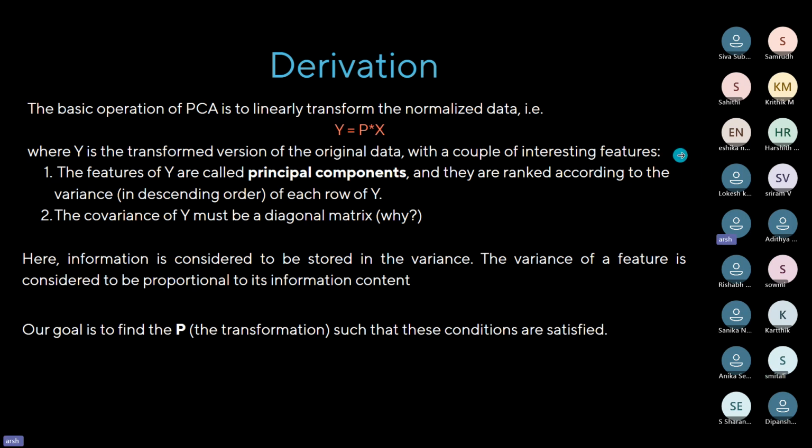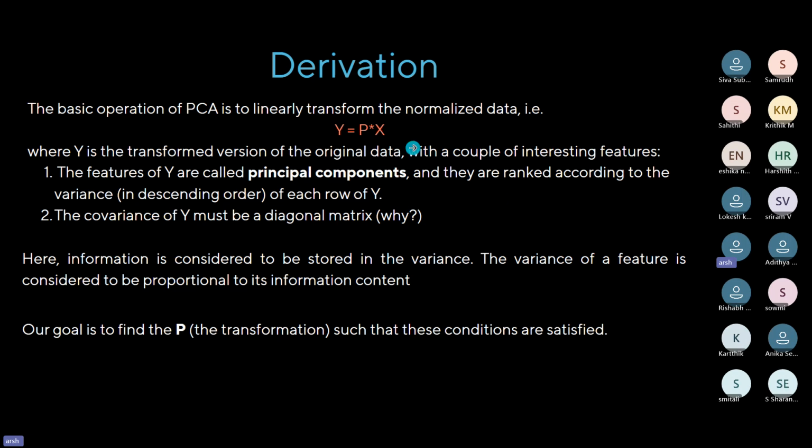So you want that one feature does not depend on any other feature, so that, as I just said, the covariance is a measure of how much a feature depends on the other feature. So if the covariance is a diagonal matrix, that means the only variance that you have is of the same feature, and there is no relationship between any two other variables. So that is why you need the covariance to be a diagonal matrix. So yeah, here one assumption is that information is considered to be stored in the variance.